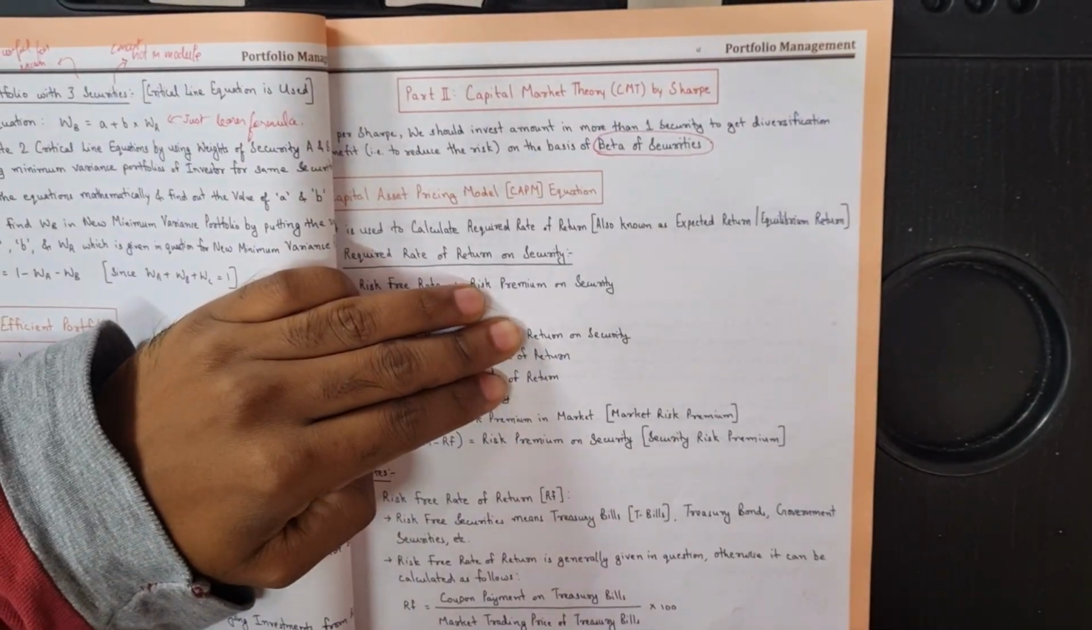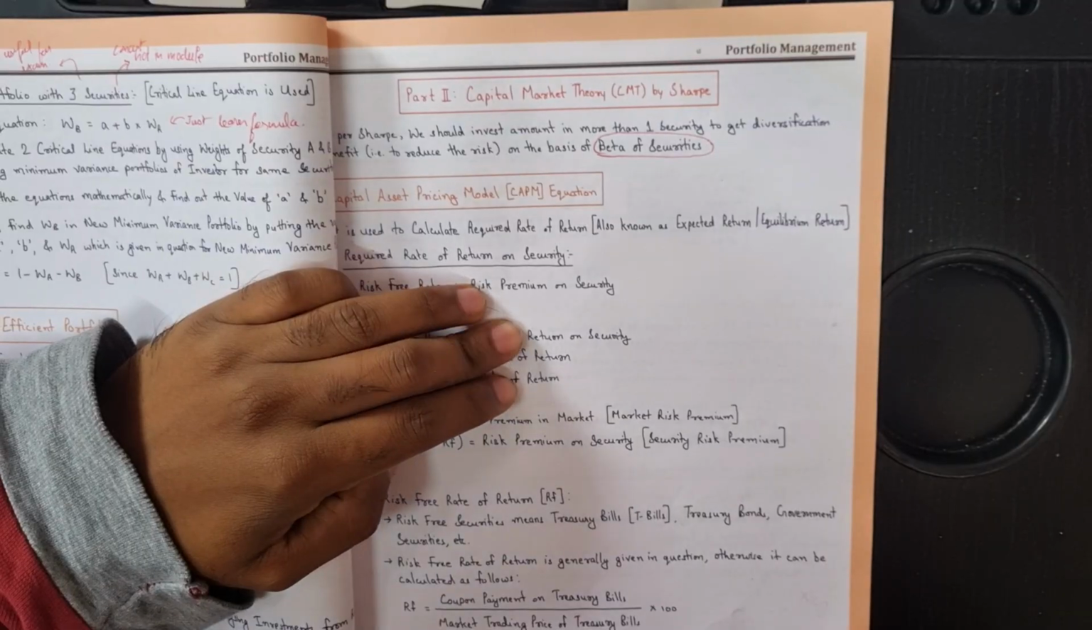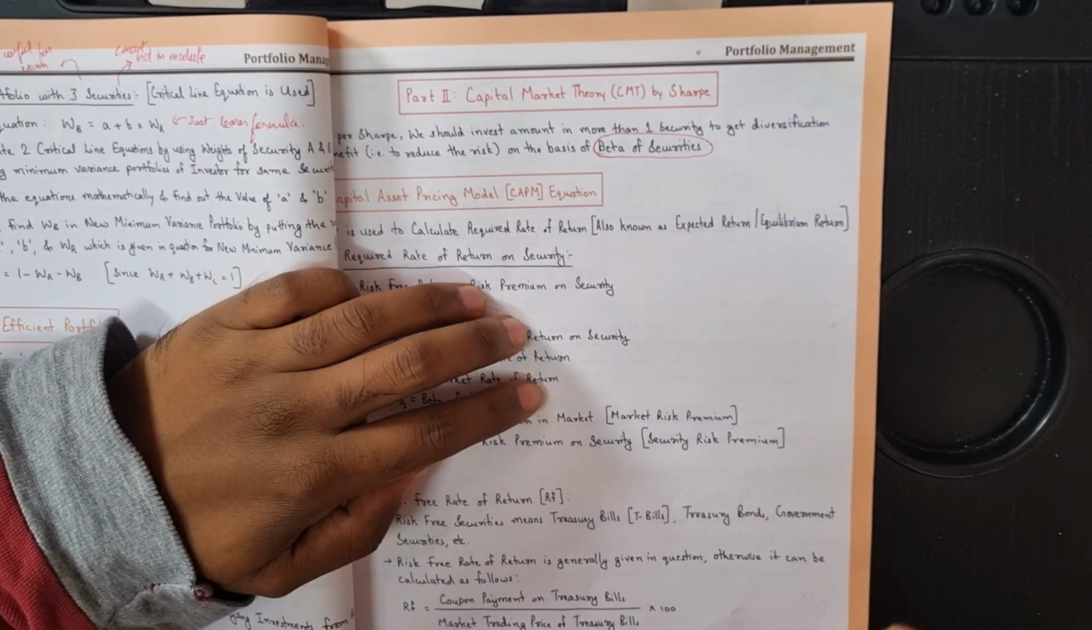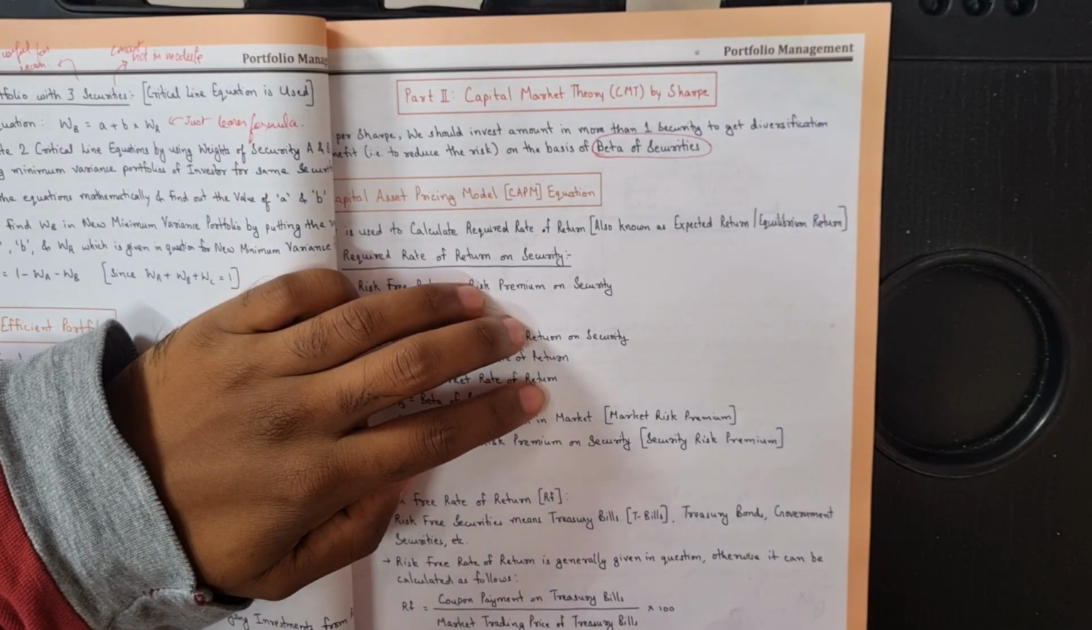Now we are starting with capital market theory by Sharpe. Okay, last lecture we covered MPT theory. Now we are covering capital market theory by Sharpe. Okay, so what is the difference between both these theories?